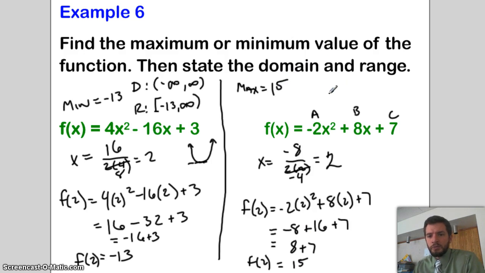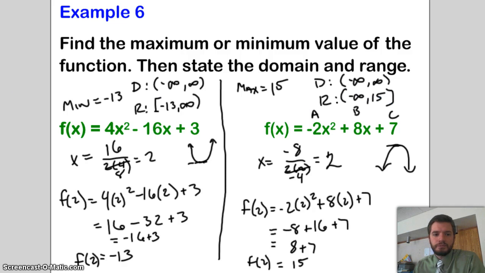And then we'll do the domain and range. Domain is always negative infinity to positive infinity. And now the range: remember that this is facing down. So we're starting here at whatever value this is, and going all the way to negative infinity. So we need to start at negative infinity: negative infinity to 15 inclusive.